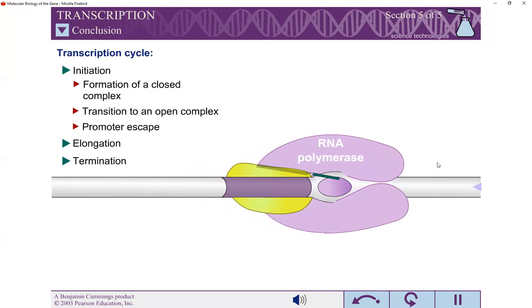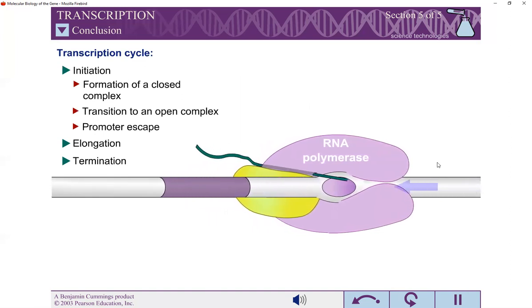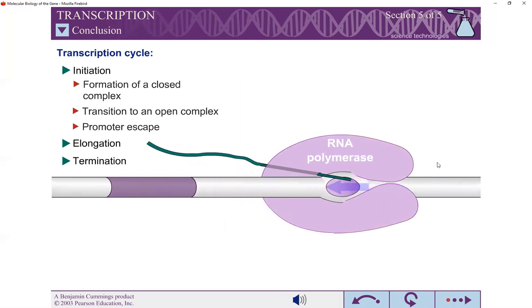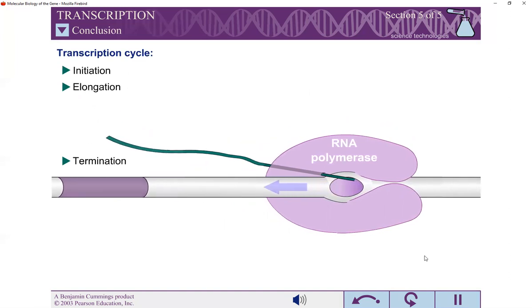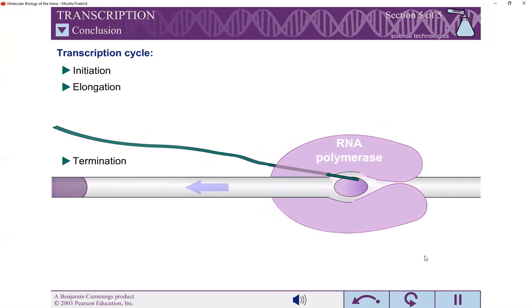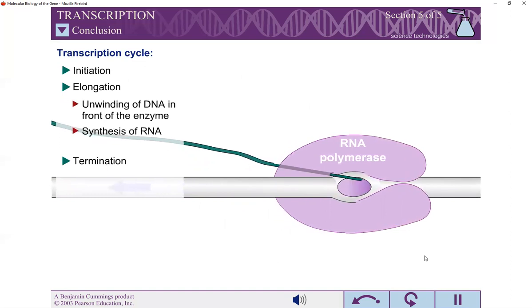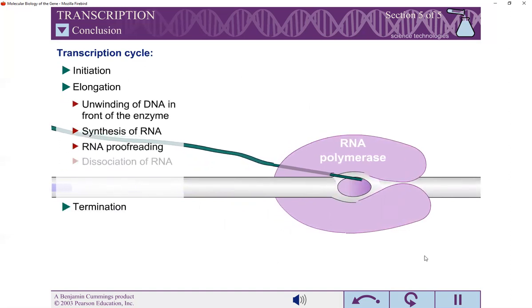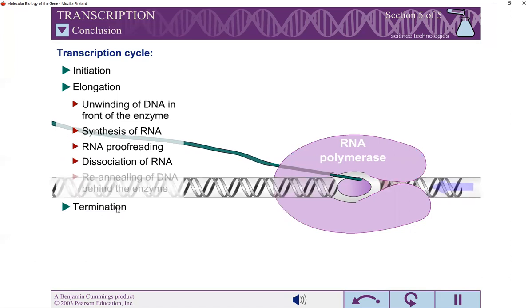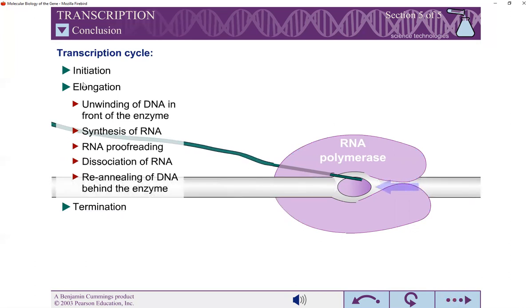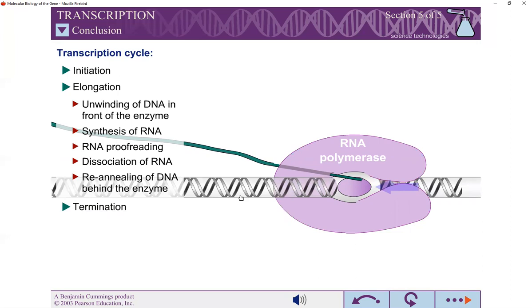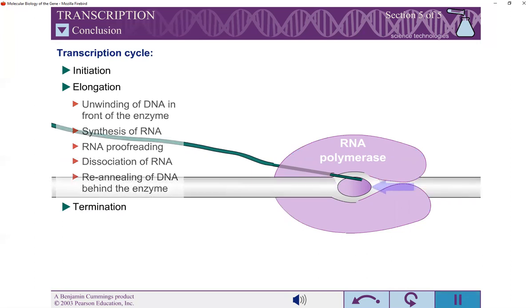In bacteria, an initiation factor called sigma recognizes various sequences within promoters. During elongation, RNA polymerase unwinds the DNA in front of the enzyme, synthesizes RNA, proofreads RNA, dissociates RNA from the DNA, and reanneals the DNA behind the enzyme. So this is all the work that RNA polymerase performs. It synthesizes the RNA molecule, proofreads it, dissociates it, and reanneals the DNA behind it, and then the process of termination occurs.